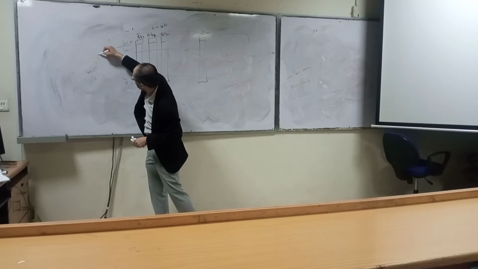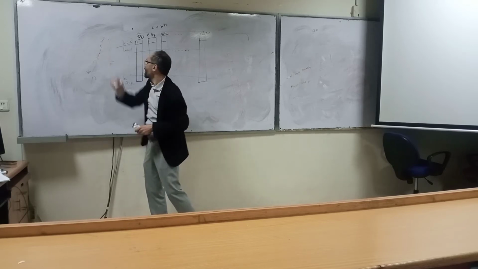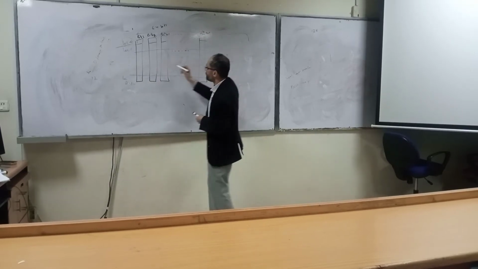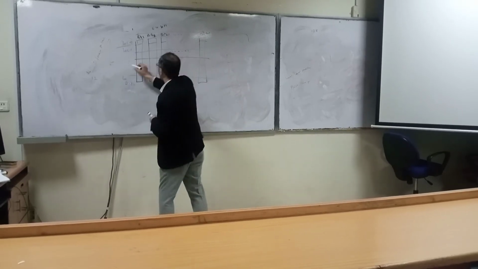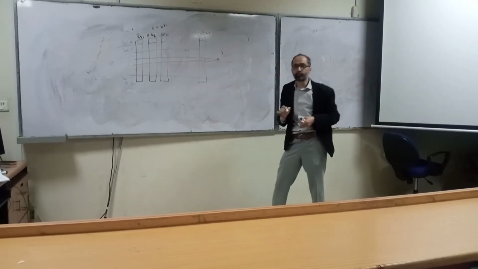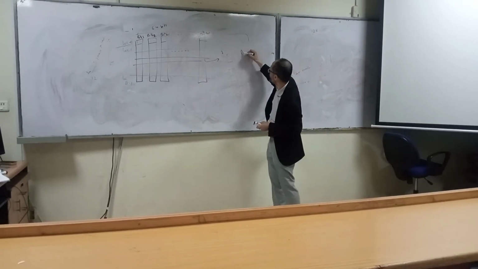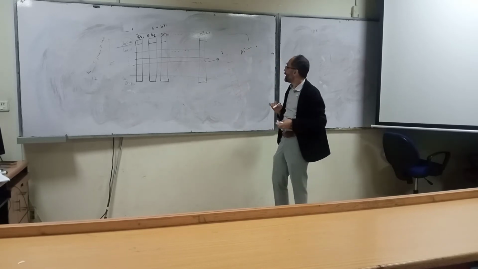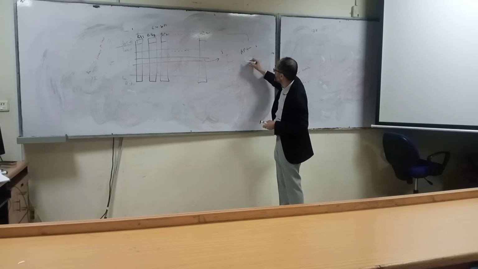D domains per track. Now we have an access port position. Let's assume that the access port is currently pointing to location I. The access port is pointing to location I.